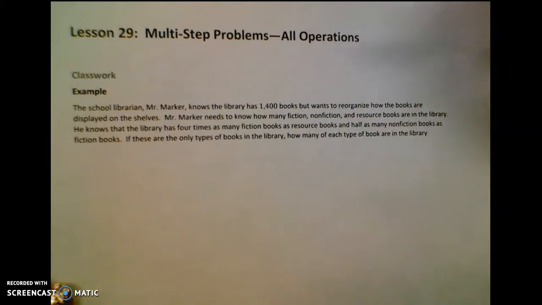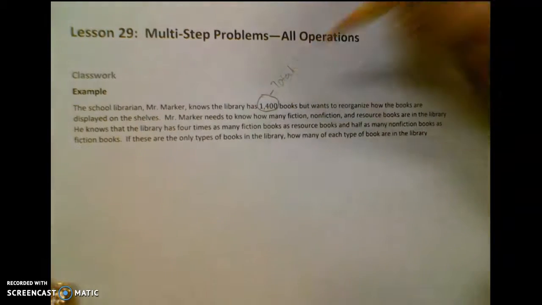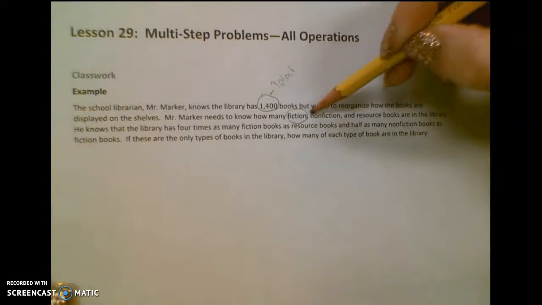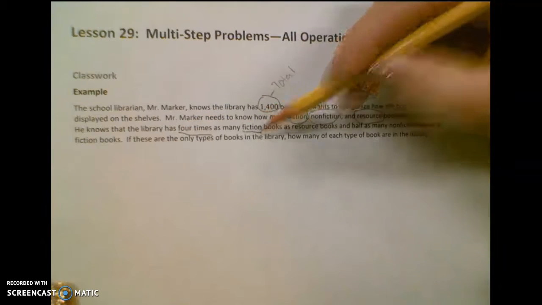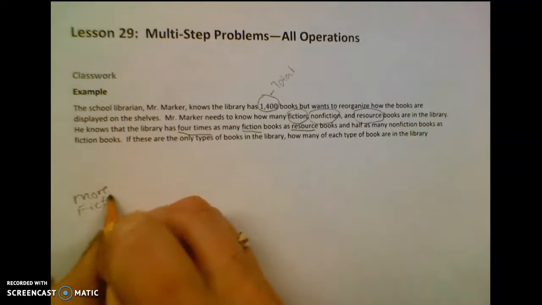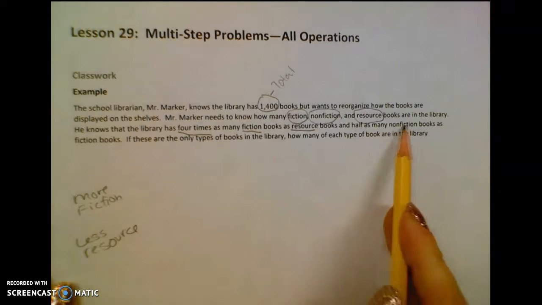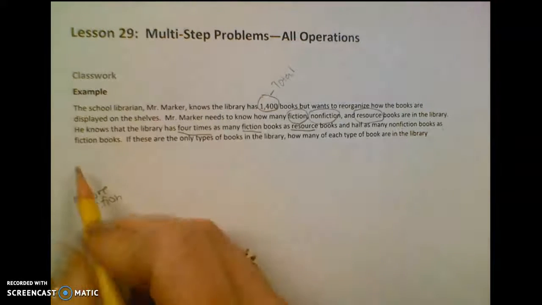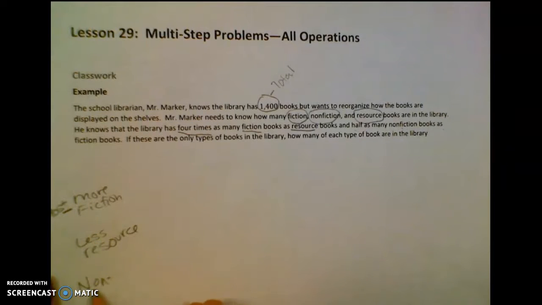So again, I'm going to kind of go back and think about the important information. I know that there are 1,400 books. That's my total. I know the parts that I have are fiction, nonfiction, and resource books. And then I know there are 4 times as many fiction as resource. So I know there is more fiction, there is less resource, and then half as many nonfiction as fiction. So then I know the most is going to be fiction, and then nonfiction is going to be somewhere. I can't tell yet if resource is going to be the least or the nonfiction, so I'm going to do that as I draw it.